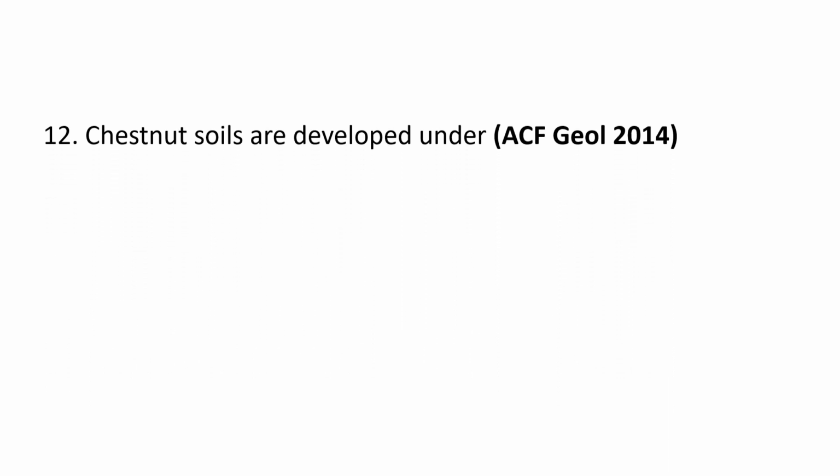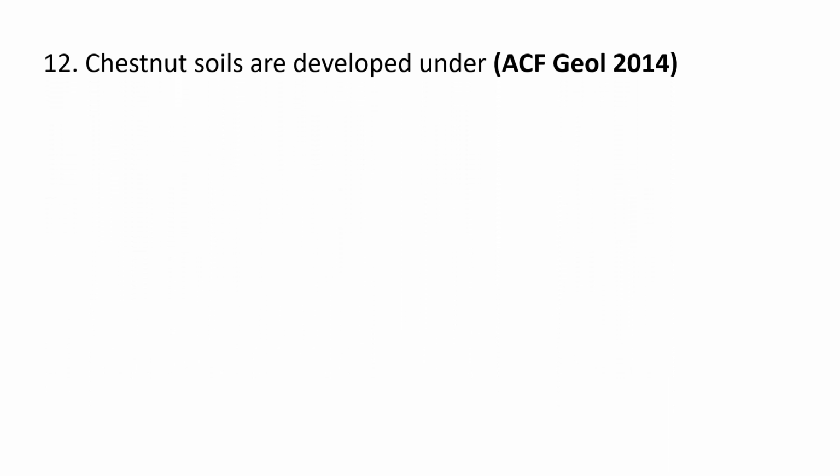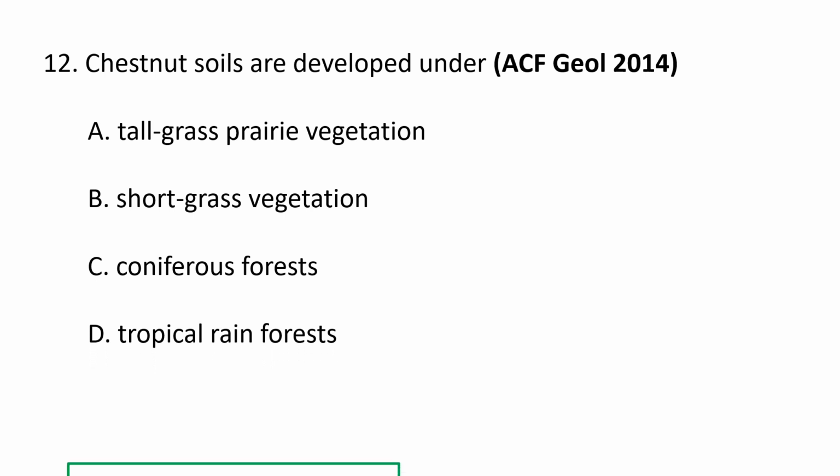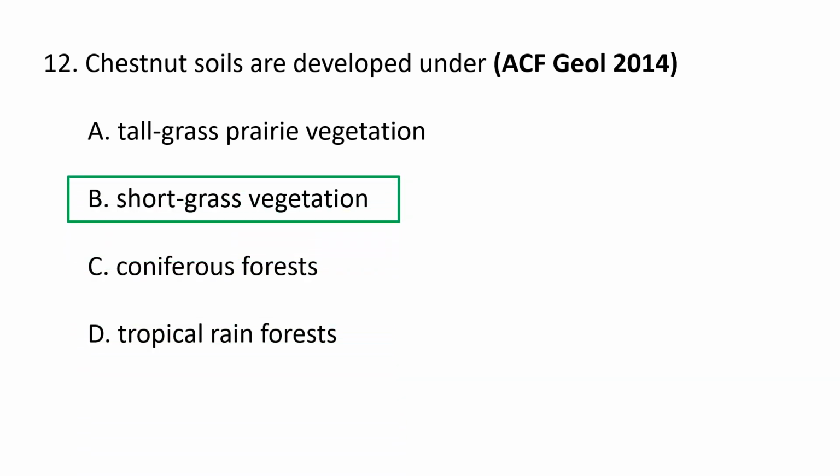Next question. Chestnut soils are developed under A. Tall grass prairie vegetation, B. Short grass vegetation, C. Coniferous forest, and D. Tropical rainforests. So chestnut soils are developed under short grass vegetation. So B is the correct option.